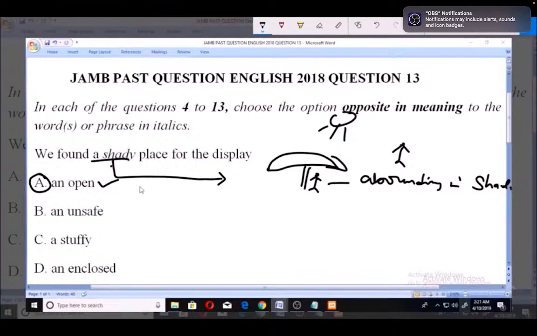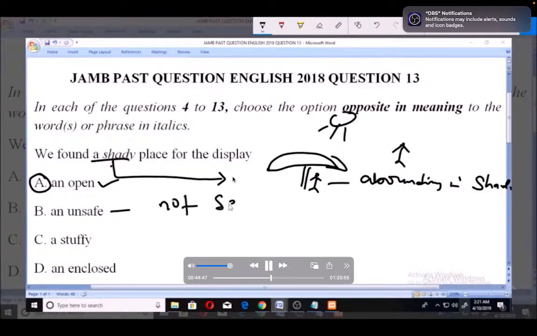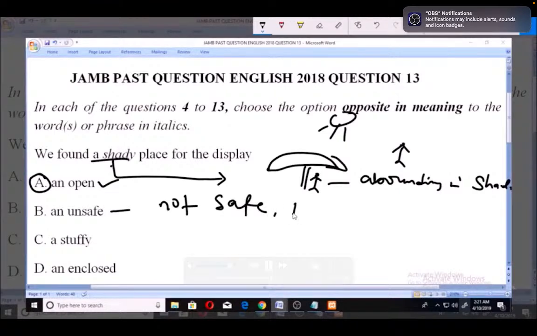especially on the top. Now, open means something that is open. It's very easy to understand. But unsafe simply means that a place is not safe, or dangerous. A place that is dangerous. That is the meaning of unsafe. You can say that it doesn't have much to do with this.